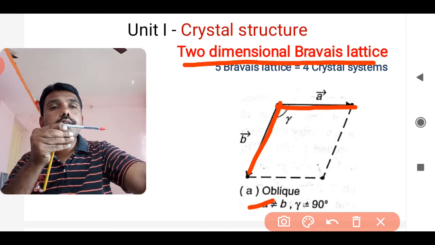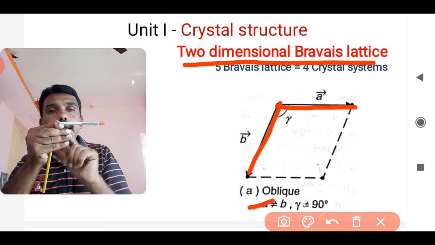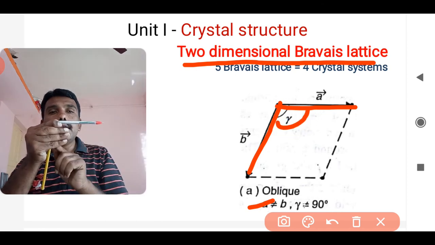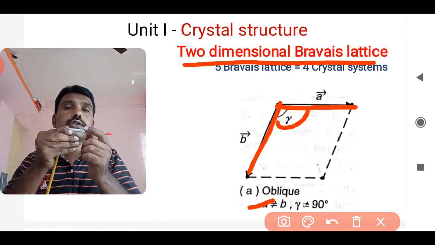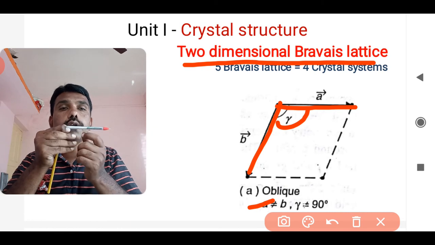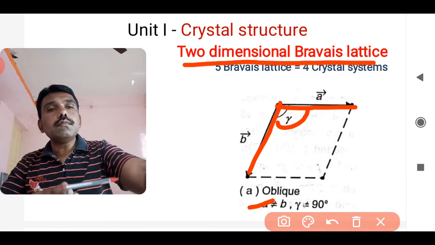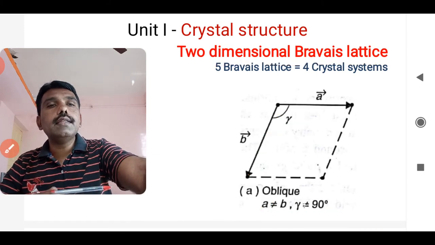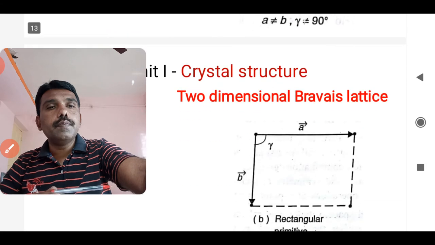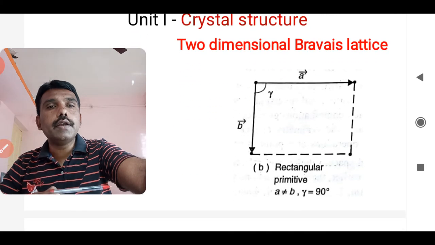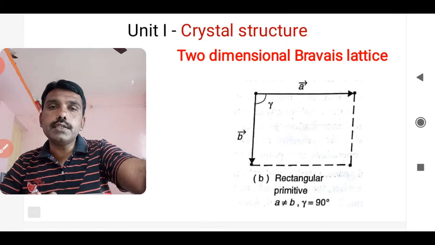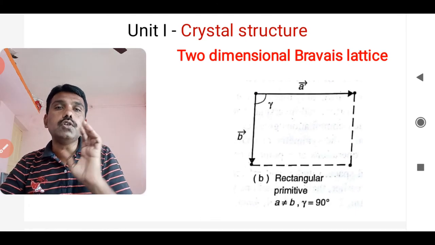And again, the angle made by the A and B vectors is not equal to 90 degrees. In that case, such a type of structure or lattice is formed. It is called an oblique, and it is represented in this fashion. Now the second type of two-dimensional Bravais lattice: there are 5 possible Bravais lattices from the 10 point groups in the two-dimensional case.